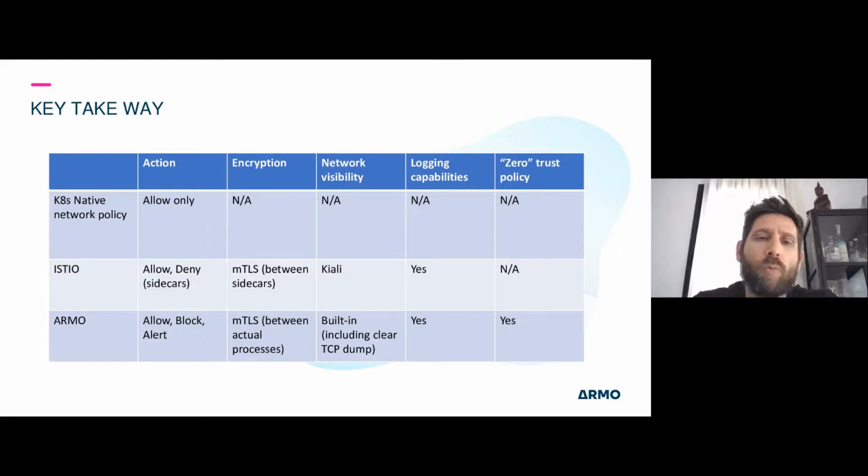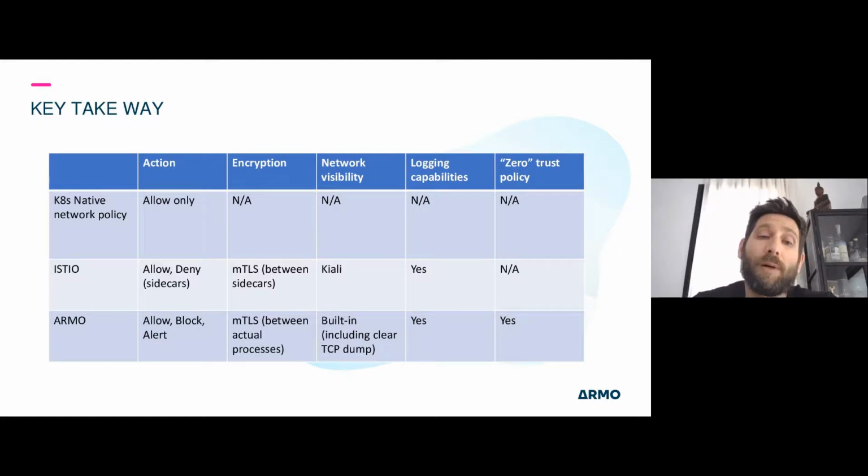And when we look at the actions, Kubernetes native is allow only. It doesn't have deny or log capabilities in native Kubernetes. Some CNIs do offer that in their enterprise edition version. Istio has allow and deny, but it's for the sidecar and it's based on identity. It's not a layer 3 microsegmentation. And in ARMO, you have allow, block, and alert.